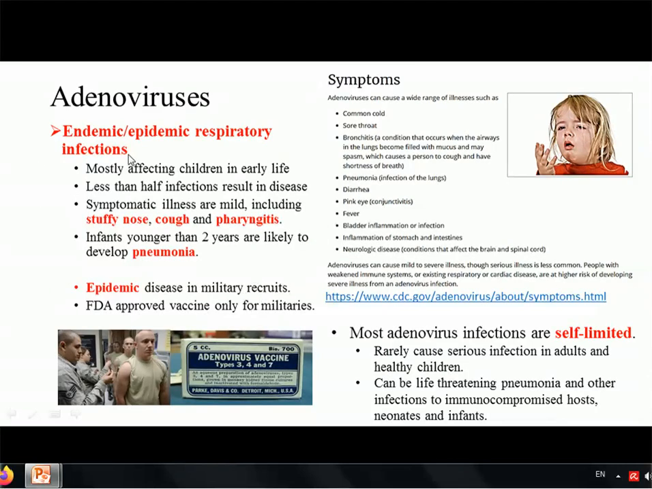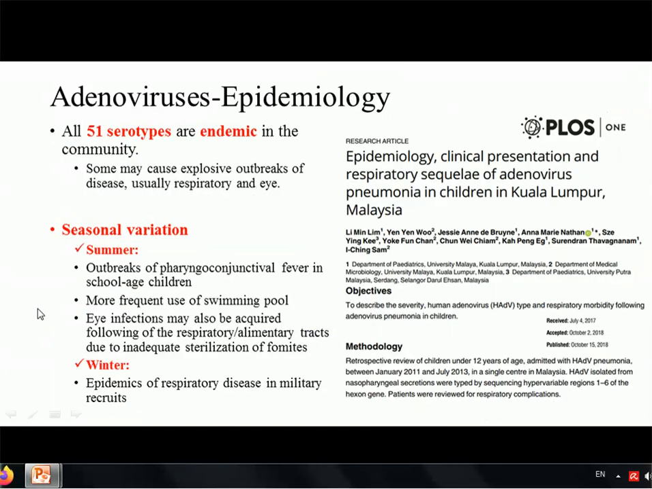For endemic and epidemic respiratory infection, it mostly infects children in early life, normally less than 5 years old. Less than half of infections result in disease. The symptoms are normally mild, including stuffy nose, cough, and pharyngitis. Some children younger than 2 years may develop pneumonia. Most adenovirus infections are self-limited, which means the disease may subside by itself without any treatment. All 51 serotypes are endemic in the community. For seasonal variation, sometimes there are outbreaks in the summer and also in the winter, slightly different in different areas.